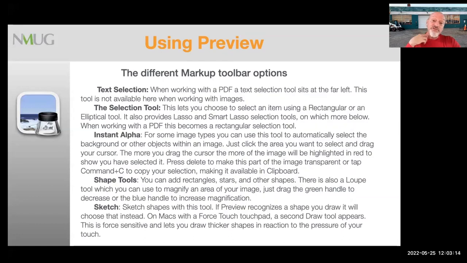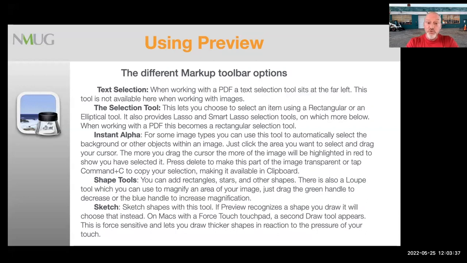Now, again, here are some different markup toolbar options, and you'll see an image of this in just a moment. So you have a text selection tool. When working with a PDF document, you can use the text selection tool to drag over text to copy. Well, you can't paste, but you can copy text directly from a Preview document. And obviously this doesn't work with images.